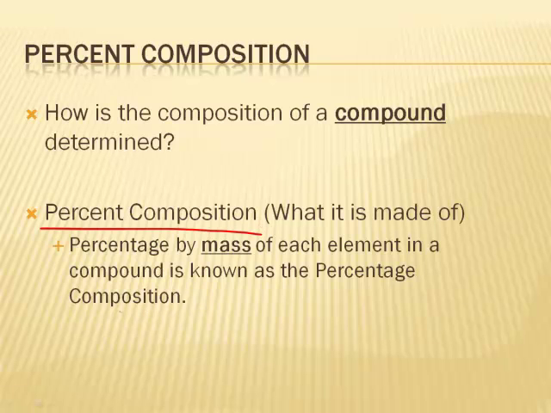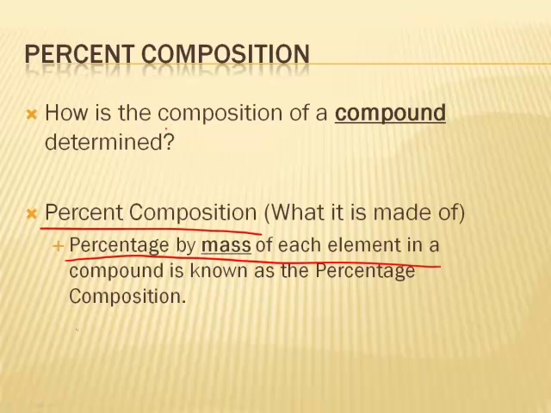But the percent composition is basically what a compound is made of, the percentage by mass. Here's the definition: the percentage by mass of each element in a compound is known as the percentage composition.